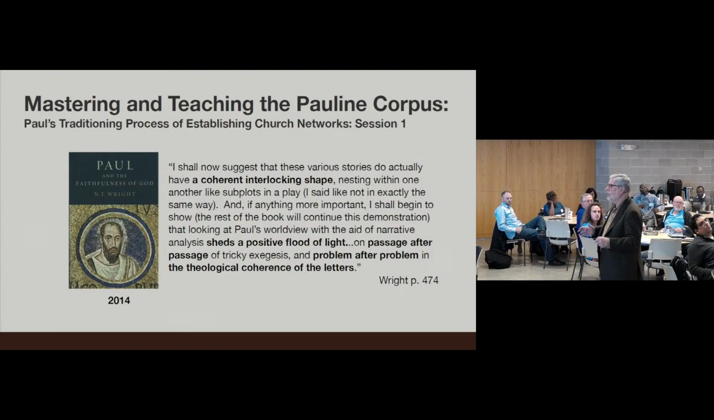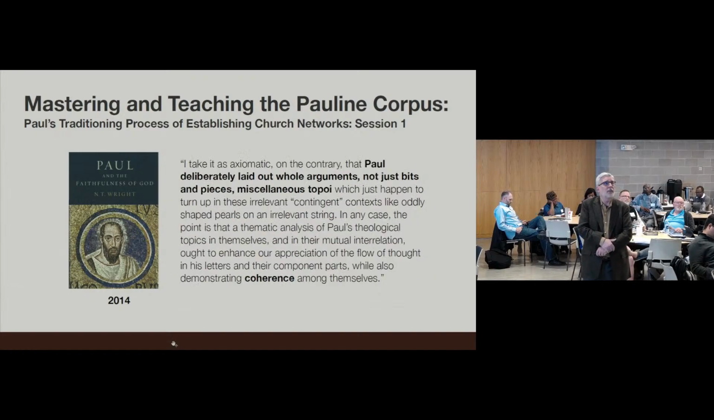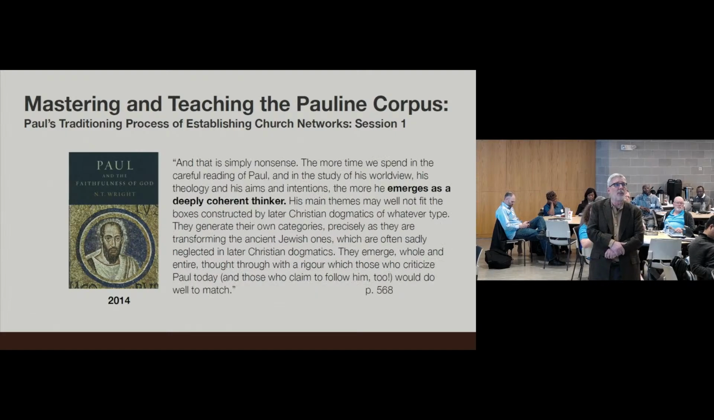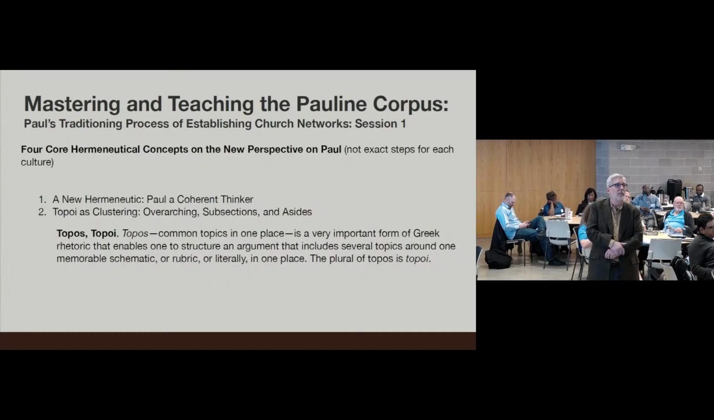In other words, all those debates that grind us to a halt in Romans or in Hebrews, when you're interpreting it correctly, you slide right through those debates because you're not starting with the fragmentation of either side. And Paul deliberately laid out whole arguments, not bits and pieces or miscellaneous topoi, and he emerges as a deeply coherent thinker.